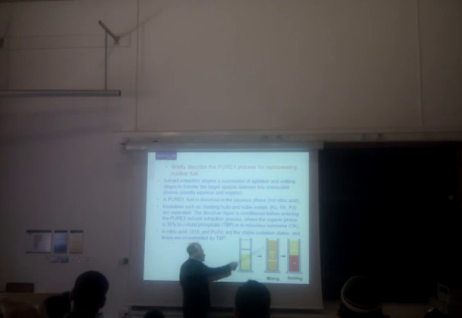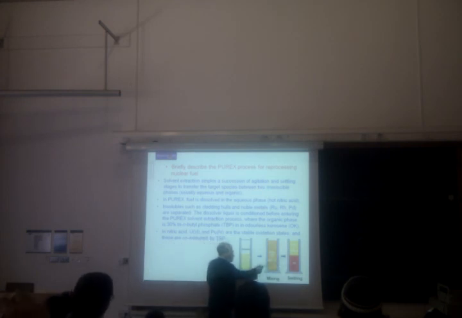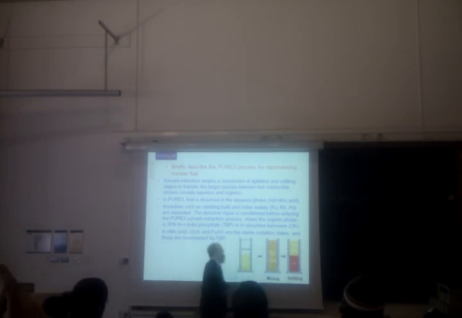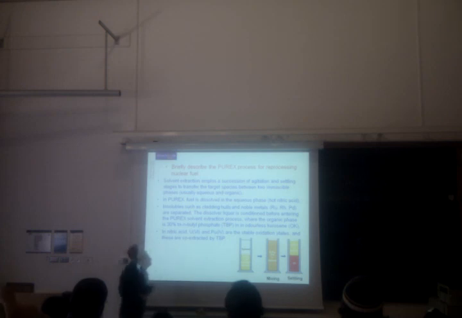We mix them together and we allow them to settle. The fission products remain in the aqueous phase, and the uranium and the plutonium go into the organic solvent phase, and then we're able to separate those and extract the uranium and the plutonium from the process.